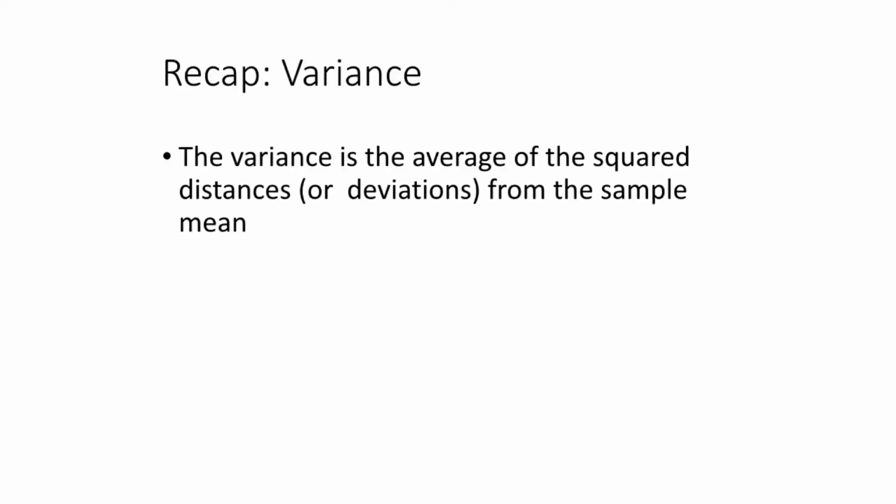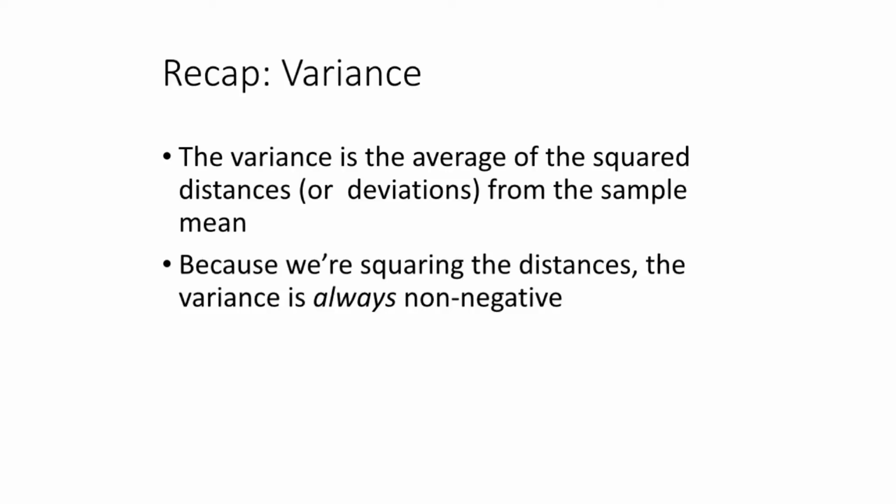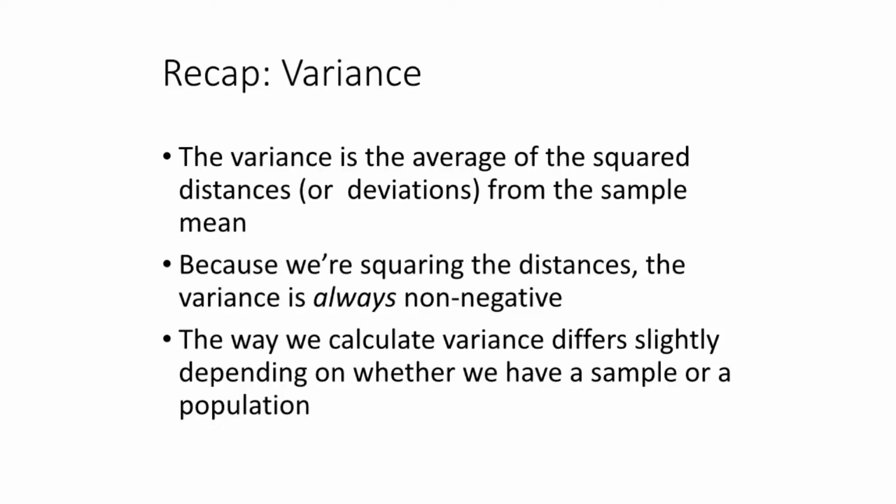Just to recap, the variance is the average of the squared distances or deviations from the mean. Because we're squaring the distances, the variance is always non-negative, so it's going to be positive or zero. The way we calculate the variance, however, differs slightly depending on whether we have a sample or a population. When we discussed the conceptual background, we assumed that we had a population of data, even though we were talking about a sample. But in reality, the formula will differ slightly depending on whether you have a population or a sample.